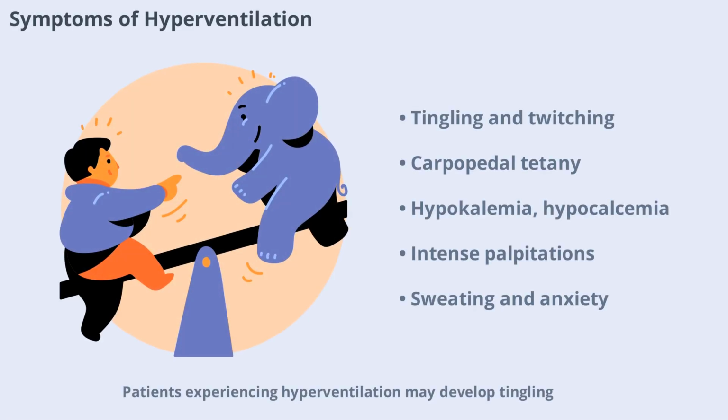Patients experiencing hyperventilation may develop tingling, muscular twitching, and carpopedal tetany-like features due to hypokalemia and hypocalcemia. The excessive release of catecholamines intensifies symptoms such as palpitations, tachycardia, trembling, and sweating. These sensations, coupled with anxiety, often make the patient hyperventilate even more, perpetuating the cycle.